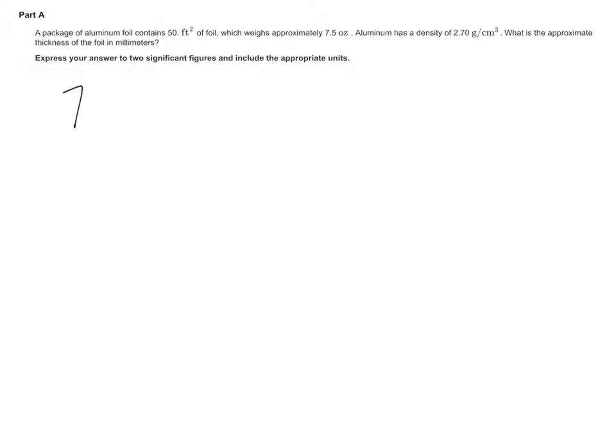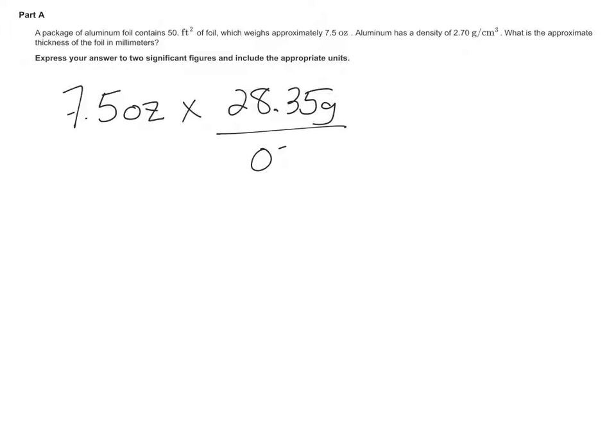So now we're going to convert ounces into grams, again, because the mass portion of the density that was given is in grams, and so I've got to make those units agree with each other. I didn't know the relationship between grams and ounces, so I looked it up, 28.35 grams per 1 ounce, used that as the conversion factor, and I got 212.6 grams.